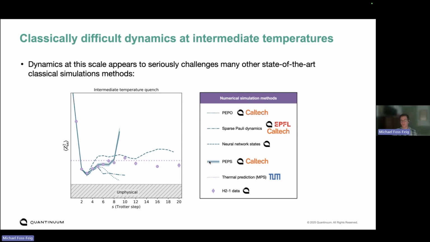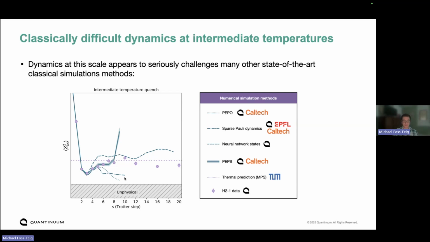So these include 2D tensor network techniques that were done in collaboration between us and Caltech, so these PEPS and PEPO lines. Things such as sparse Pauli dynamics done in collaboration with Caltech and EPFL. And also neural network states. I'm not going to say anything about what these methods are. But I do want to give you the impression that we thought relatively carefully about what methods should work, and we tried to reach out to the people who know these methods best and work with them to develop good implementations of them for this problem.